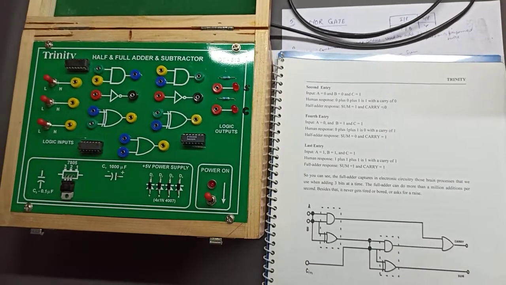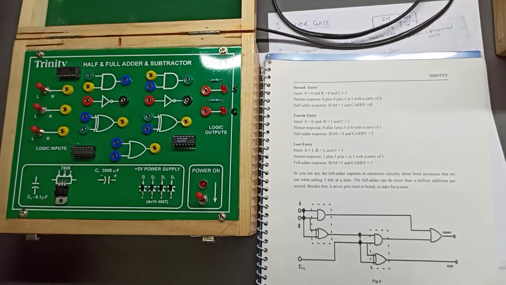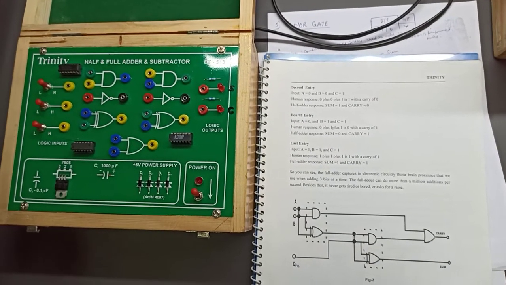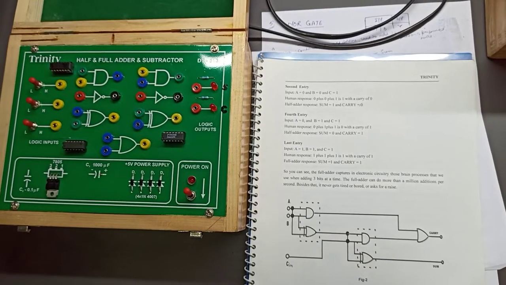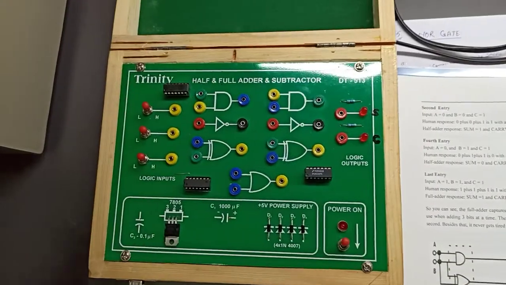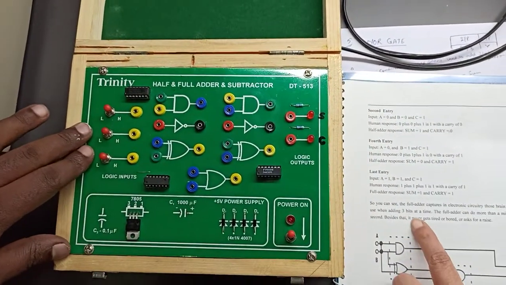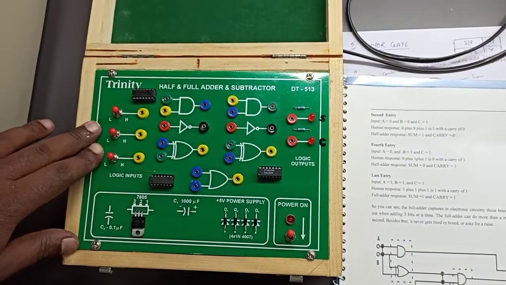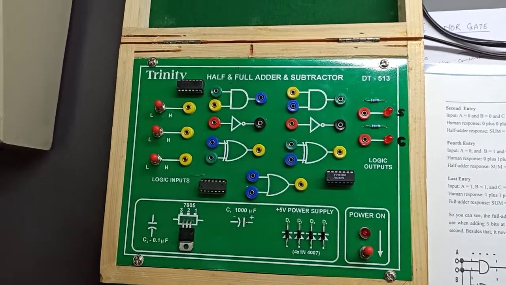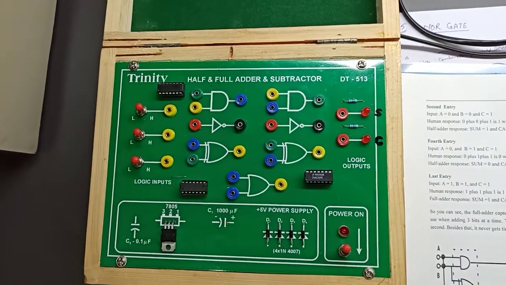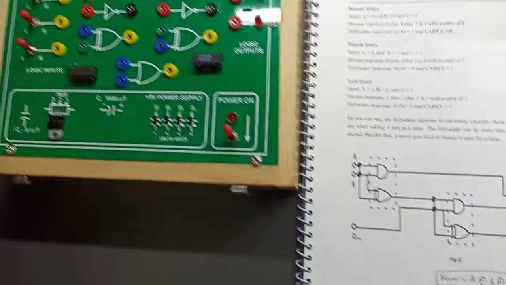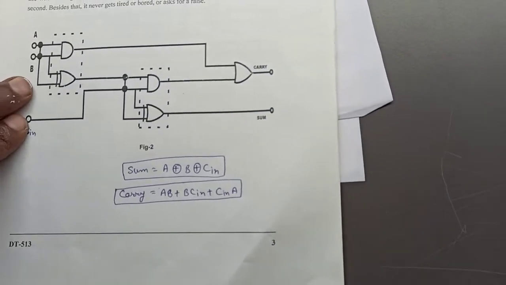Let's start. We are here to verify the truth table of the full adder. A full adder basically adds three binary inputs and provides the sum and carry. It is a combination of two half adders.